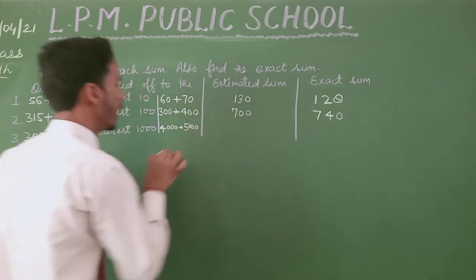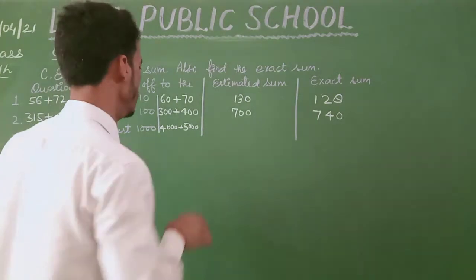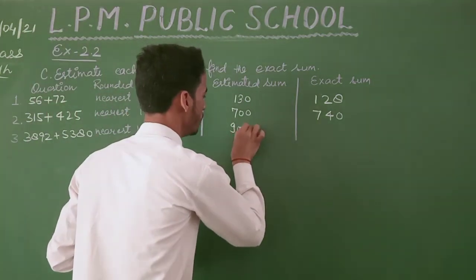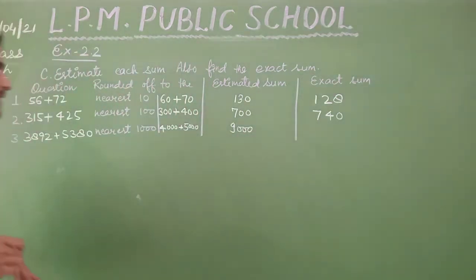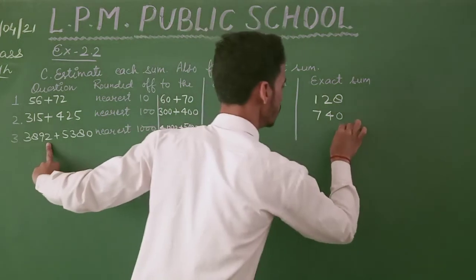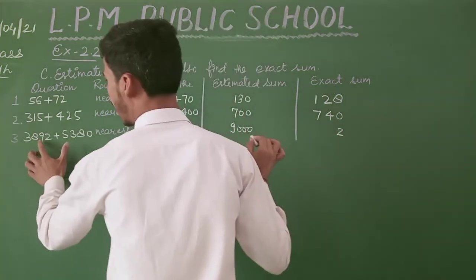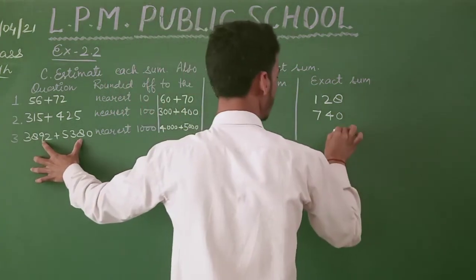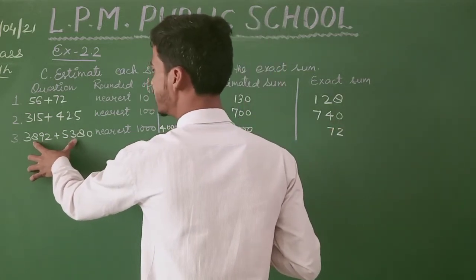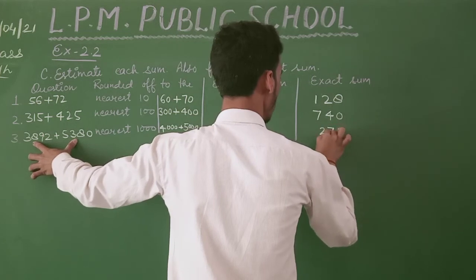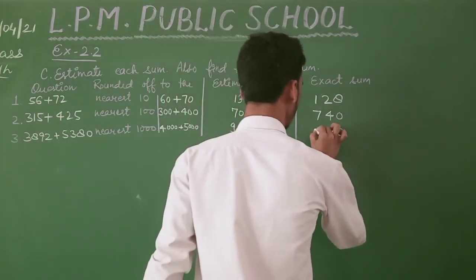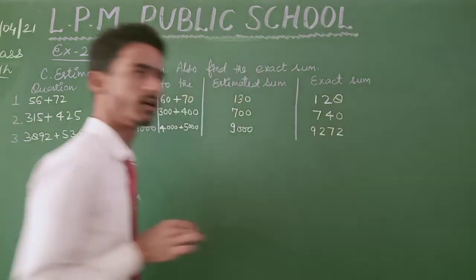Okay, and now the estimated sum will be 4000 plus 5000, that is 4 plus 5, 9000, and the exact sum will be 0 plus 2, 2, and 9 plus 8, 17, 1 carry, add 8 plus 3, 11 and 1, 12, 1 carry, add 3 plus 5, 8, that is 9272.